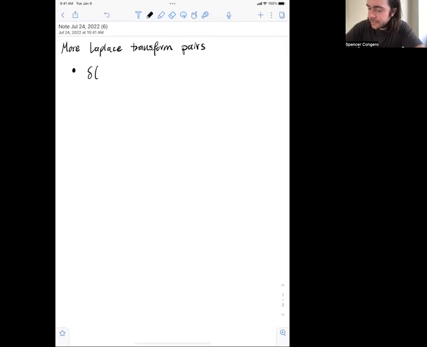What about delta of t? What is the Laplace transform of delta of t? And since it's clear we're talking about Laplace transforms, I'm not going to put the curly L anymore. I'm just going to use this double arrow. So the Laplace transform of delta t is 1, and we're going to see that the ROC is actually all of the complex plane. So this Laplace transform is going to converge no matter what s value you put into your Laplace transform. So let's see that.